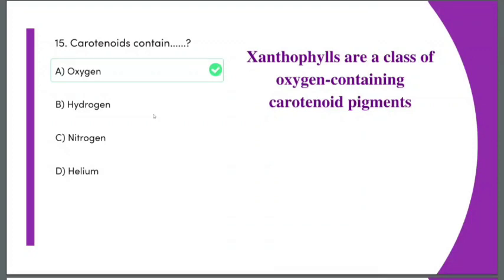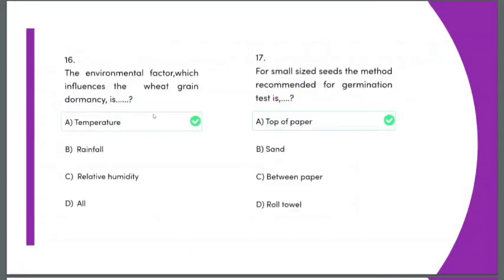Carotenoids are color-containing pigments that provide the color. So they contain oxygen. 16th question is: the environmental factor which influences the wheat grain dormancy is temperature, rainfall, relative humidity, or all. So the correct answer is temperature.